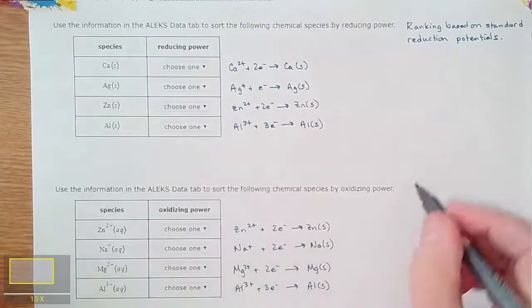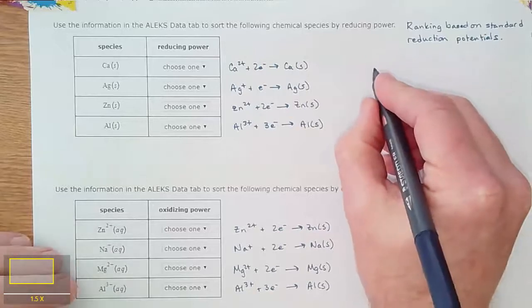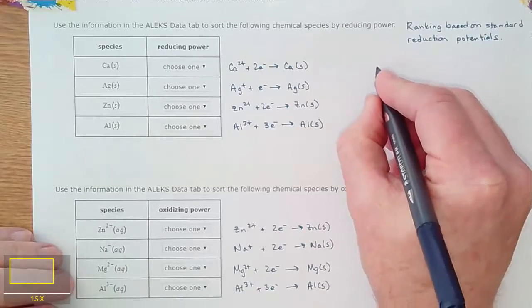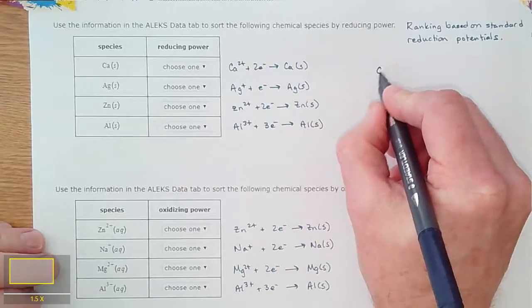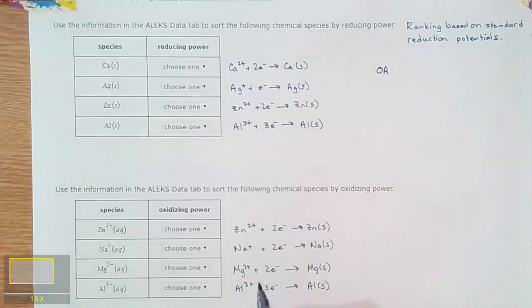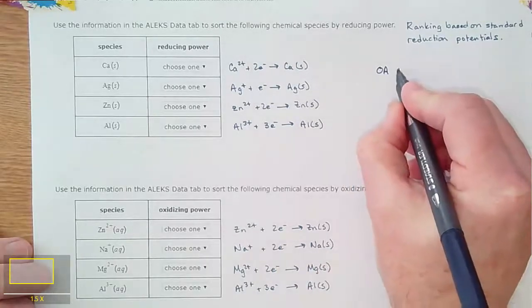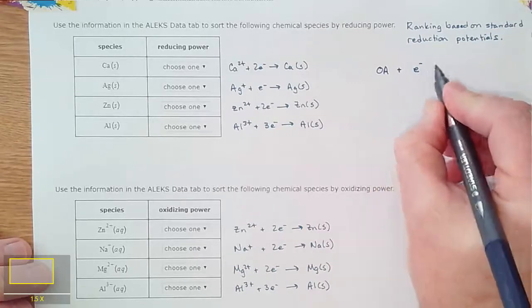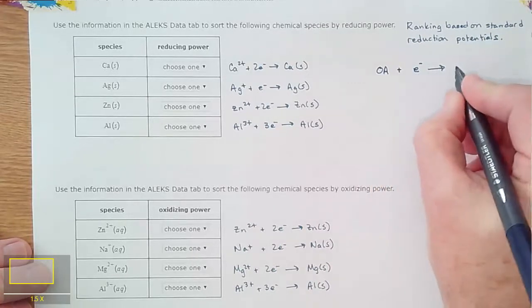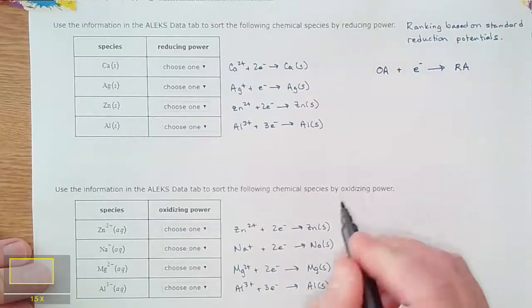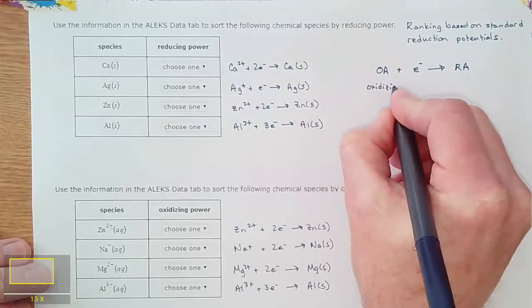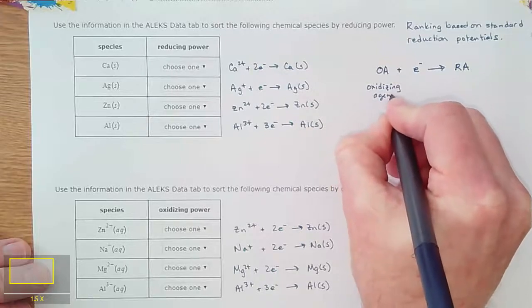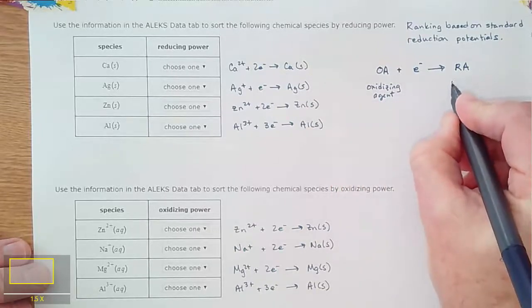So all of this is referring to standard reduction half reactions, and we can write those in a general form as an oxidizing agent that I'll call OA, picking up some electrons. I'll just make this one electron for this example, and turning that into a reducing agent, RA. So OA stands for oxidizing agent, and RA stands for reducing agent.